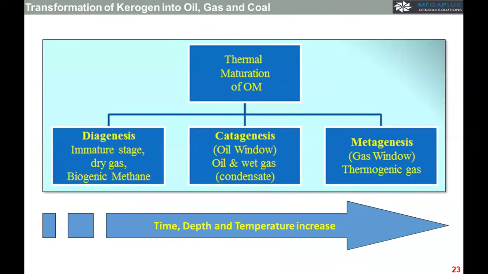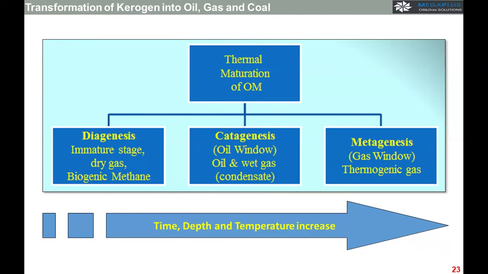Transformation of kerogen into oil and gas. This is a chart just showing the workflow of this kerogen, the thermal maturity of the organic matter. We have three phases: diagenesis, which is the immature stage. This is dry gas, biogenic methane, for the unconventional, what we can call not thermogenic, it's biogenic gases.